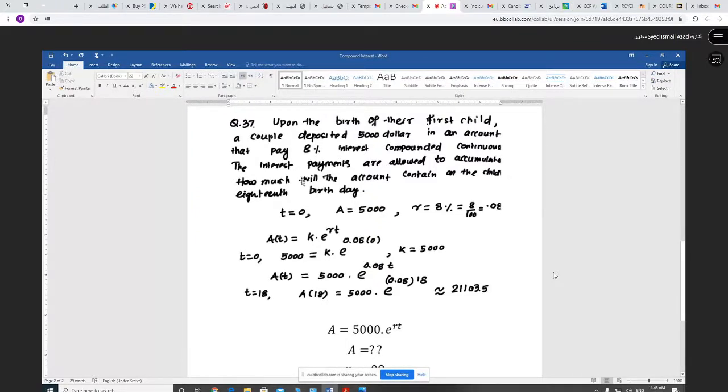Now, they don't take any amount outside. Whatever interest accumulates is deposited inside the account. They are not taking anything out, and they are also not putting anything in. This 5,000 payment is made only one time at the beginning. They are not doing it again and again every year for 18 years. If they did, it would be a different question, and it would be a much bigger amount.